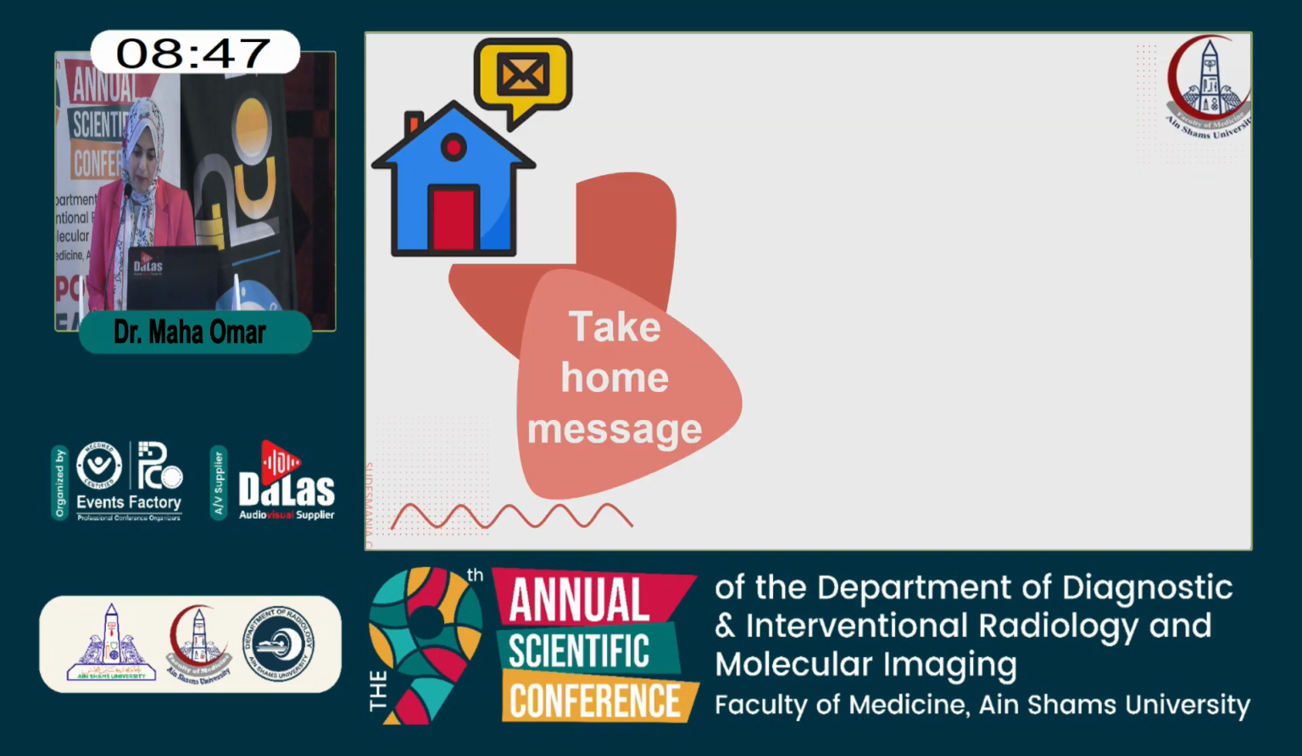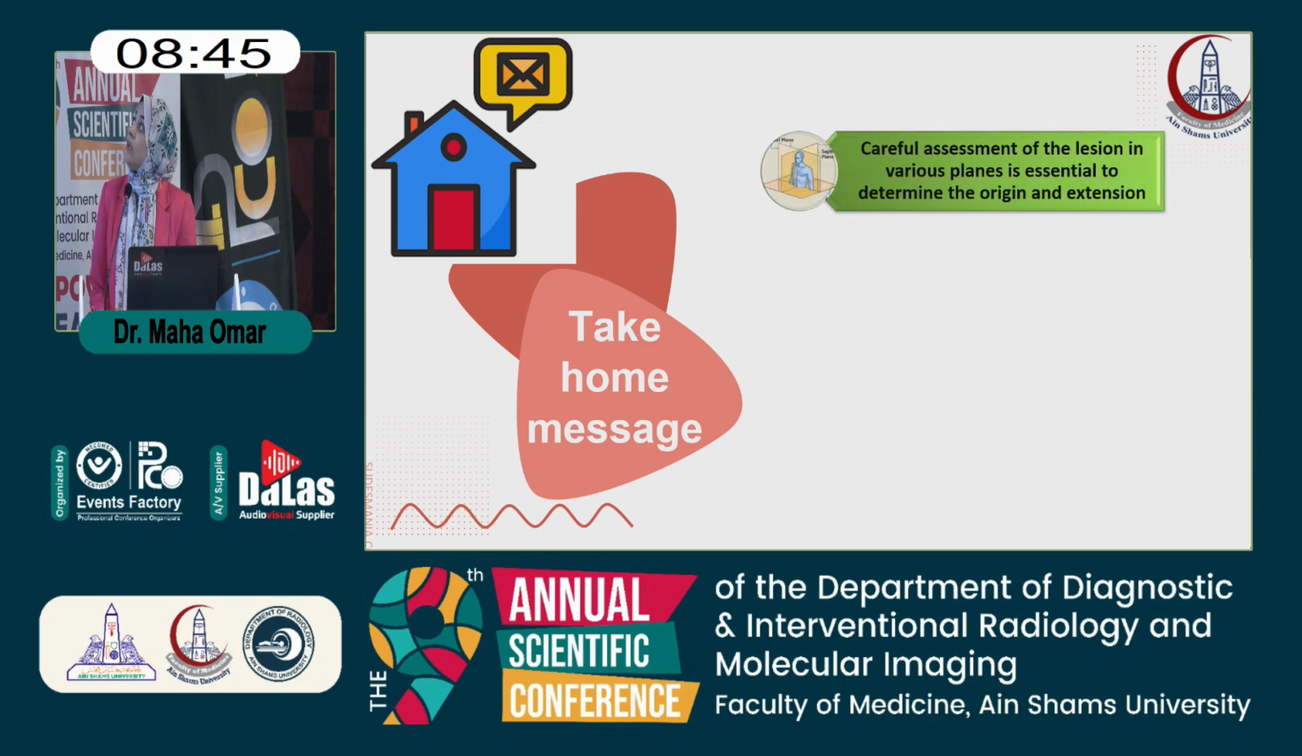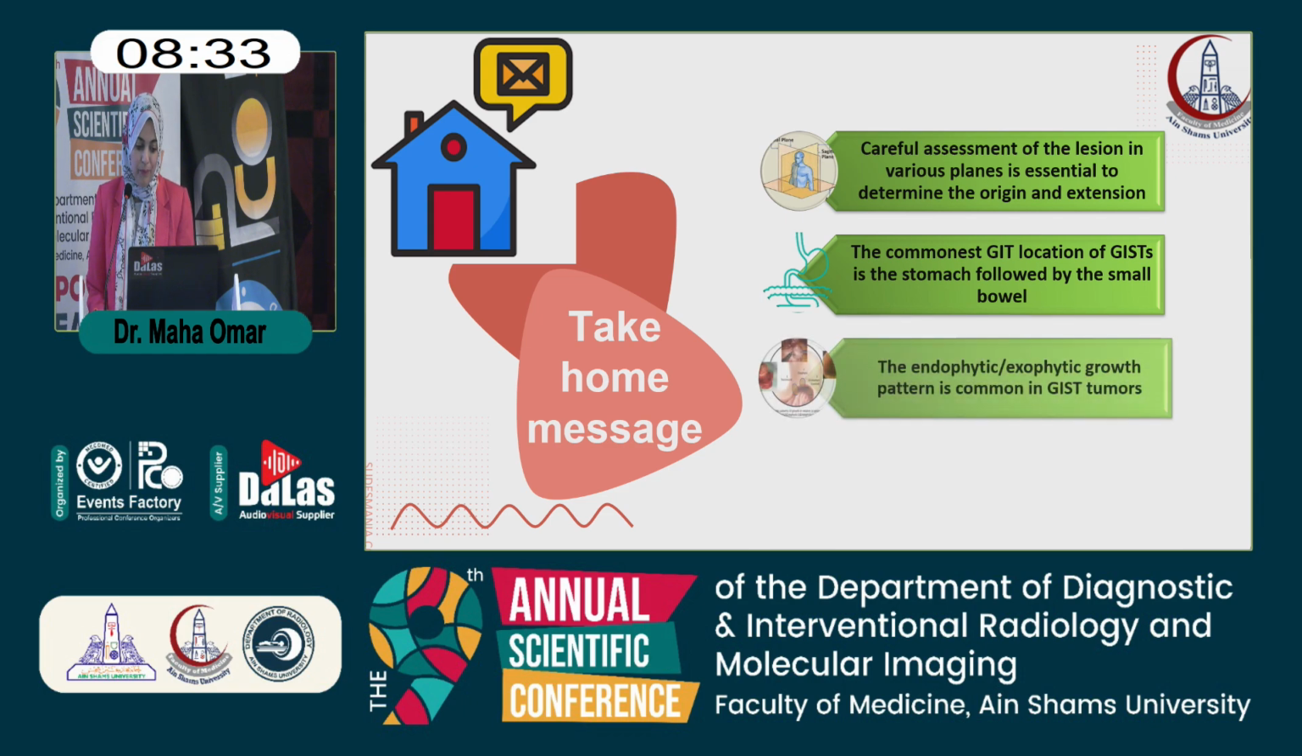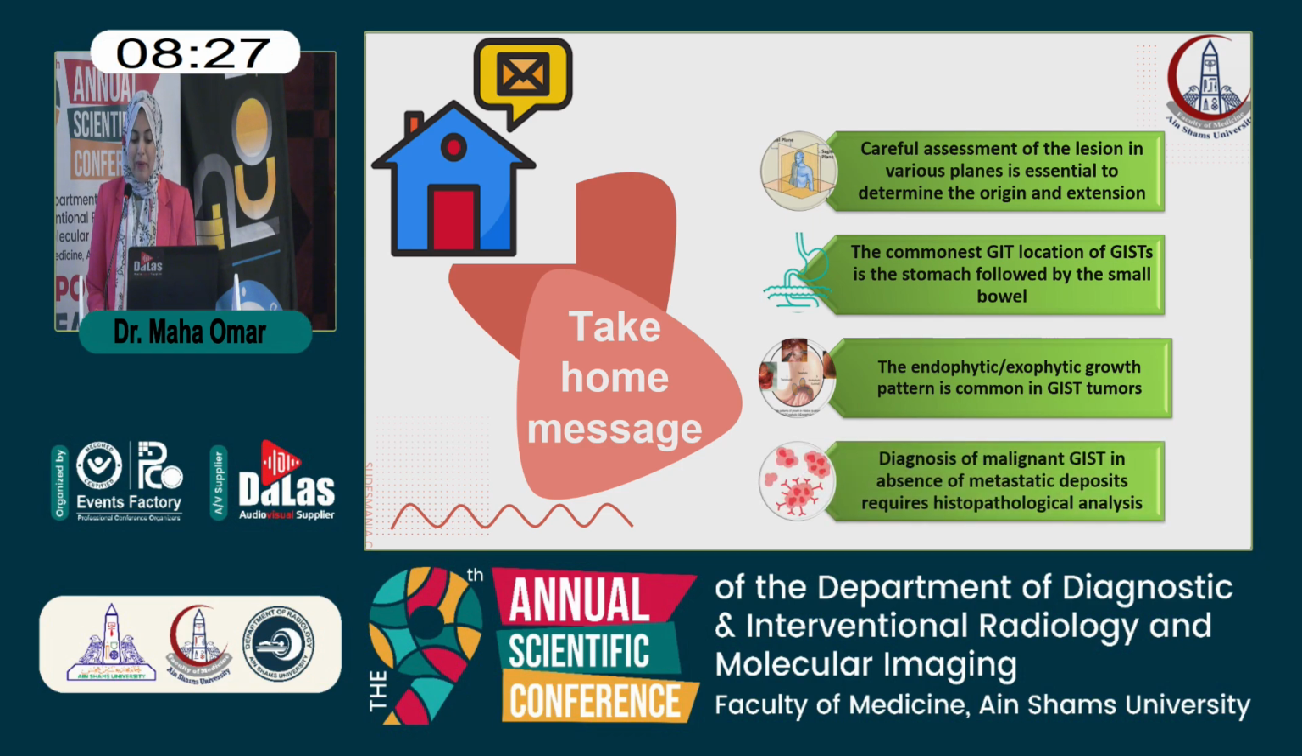So our take-home message is careful assessment of the lesion in various planes is essential to determine the origin and extension. The commonest GIT location of GIST tumors is the stomach, followed by the small bowel. The endophytic-exophytic growth pattern is common in GIST tumors. Diagnosis of malignant GIST in absence of metastatic deposits requires histopathological analysis.